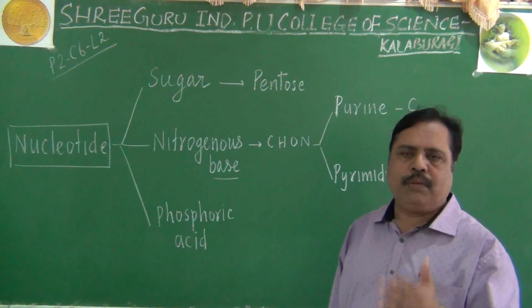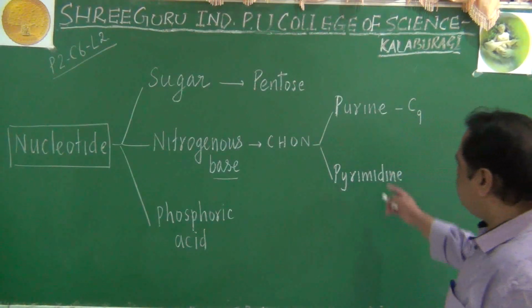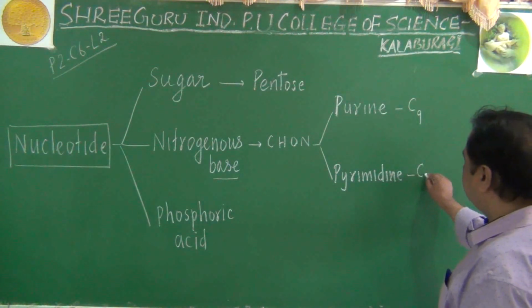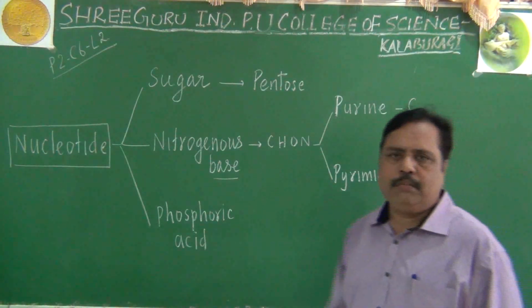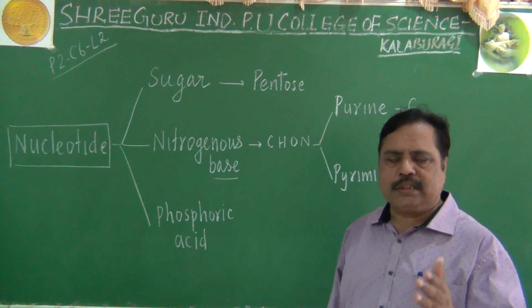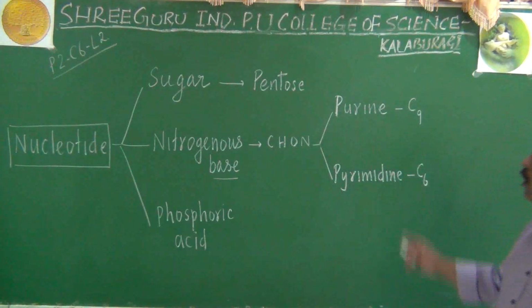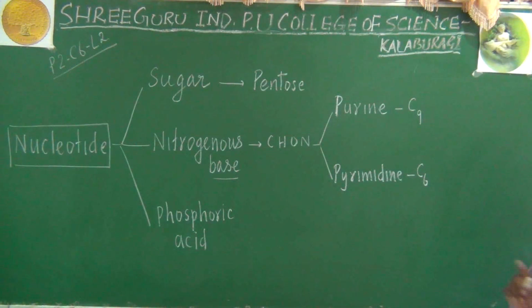Purines are made up of 9 carbon atoms, whereas pyrimidines are made up of 6 carbon atoms in them. Remember, pyrimidine bases are made up of 6 carbon atoms. Purine bases are made up of 9 carbon atoms mainly.